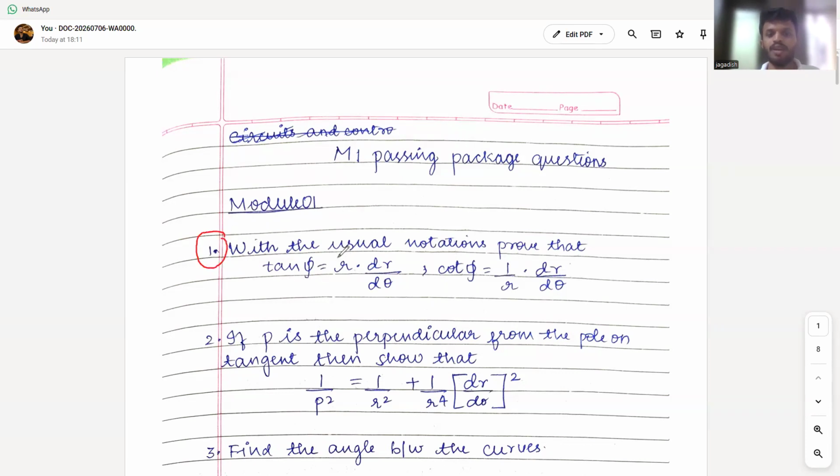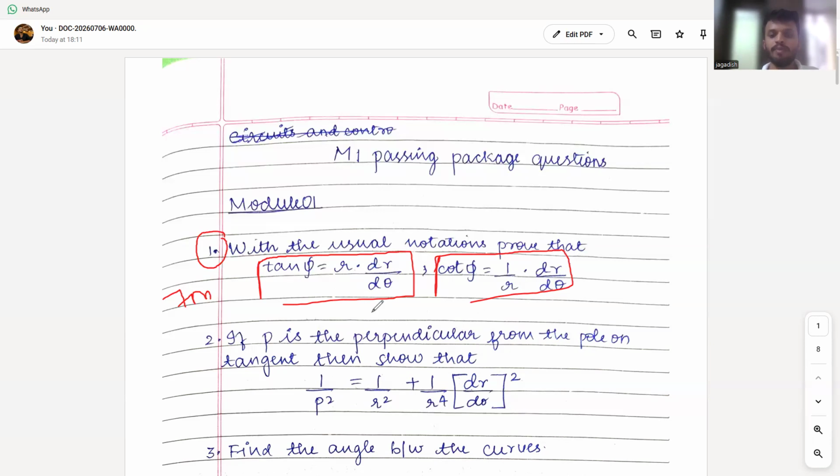In module 1, you need to learn this derivation with the usual notations. Prove that tan phi is equal to r into dr by d theta, and the reciprocal of this. This is an important 7 mark question asked in your examination for sure, and it is a fixed question.